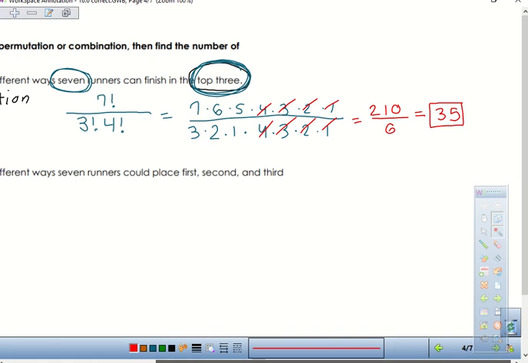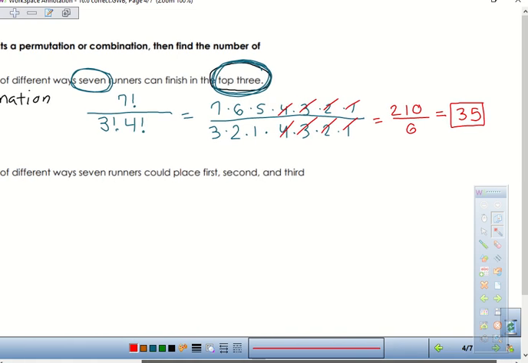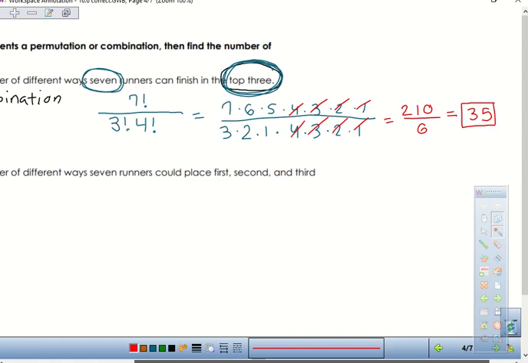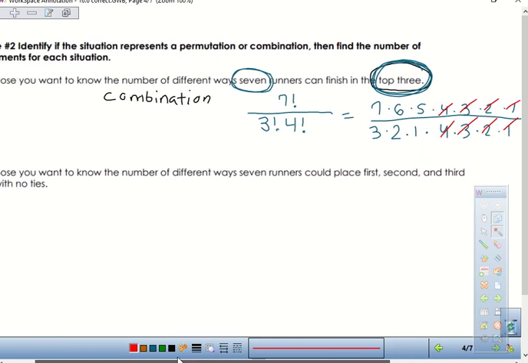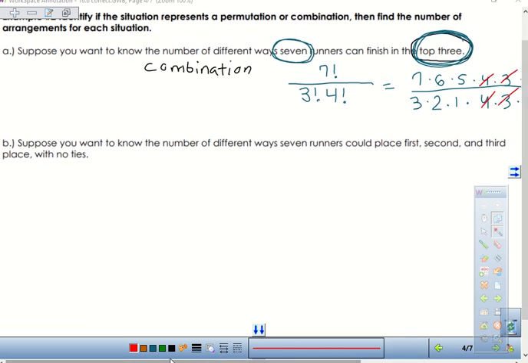Yes? Is there a factorial left on the calculator? Yes, there is actually. If you want me to show you at the end, I'll come over and show you on the calculator if you want to know how to do it. But it is more complicated to know how to use. That's why I didn't really want to show you in class.